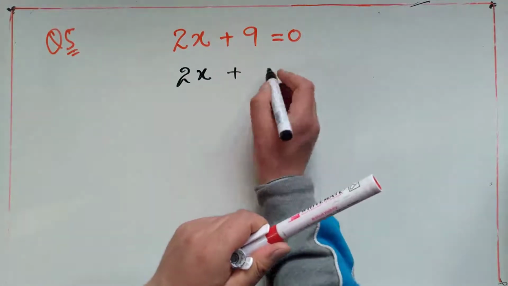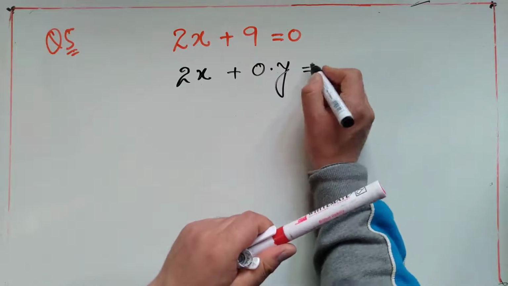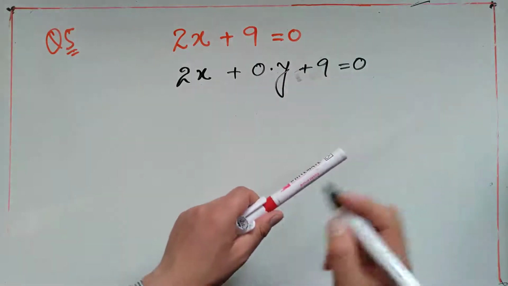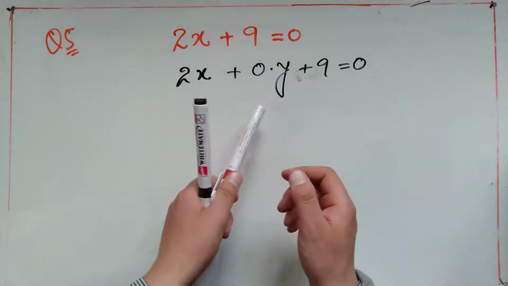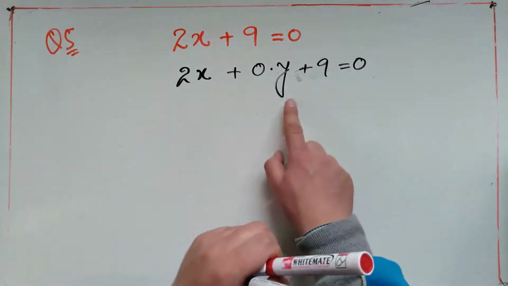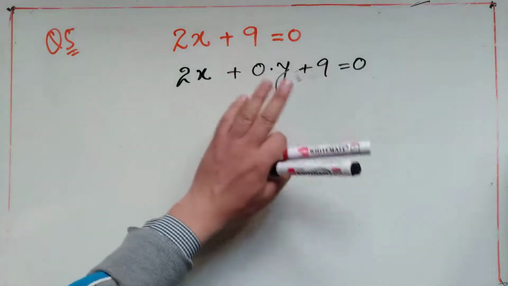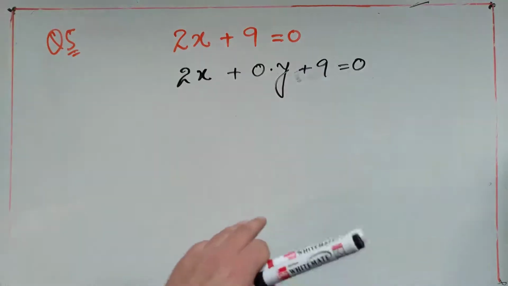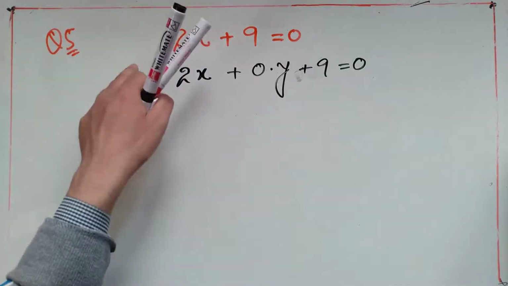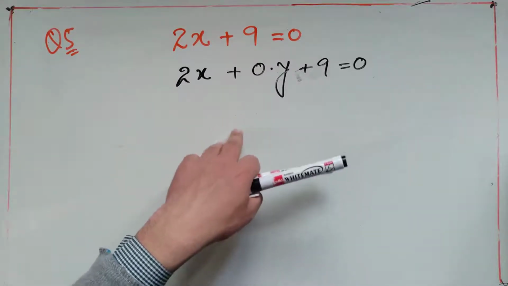2x plus 0 into y plus 9 equals 0. Now if you look at this, this is an equation in two variables. You can see that x is there, y is there, but the value is not changed because 0 into y makes it again 0, or there is no value for it. So this is still unchanged in terms of value, but in terms of form, its form has changed. This is now an equation in two variables.